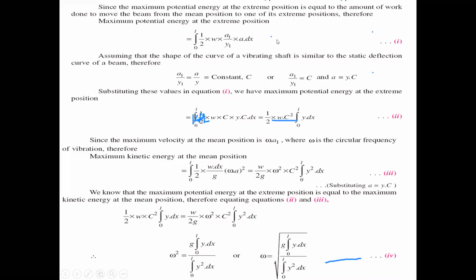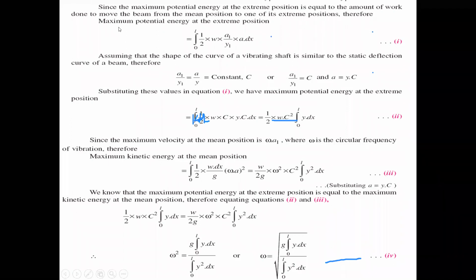So here the maximum potential energy at the extreme position is equal to the amount of work to move the beam from the mean position to one of its extreme positions. So those are already written here. So that is the work done of the small element. So that has already been done.